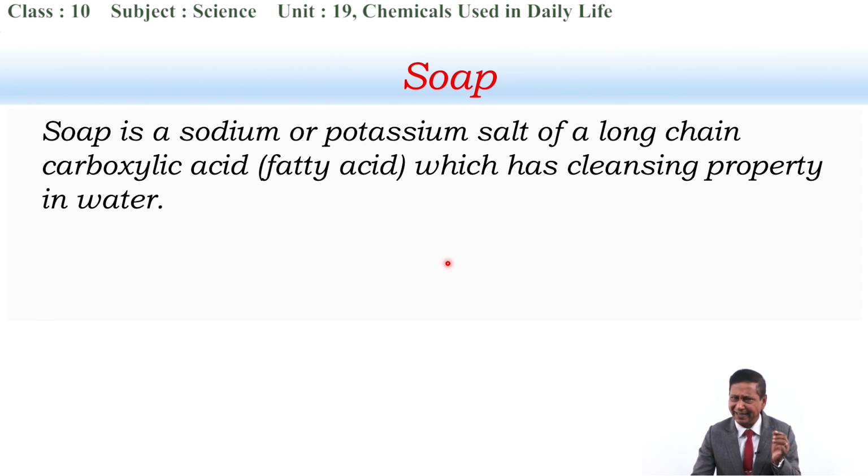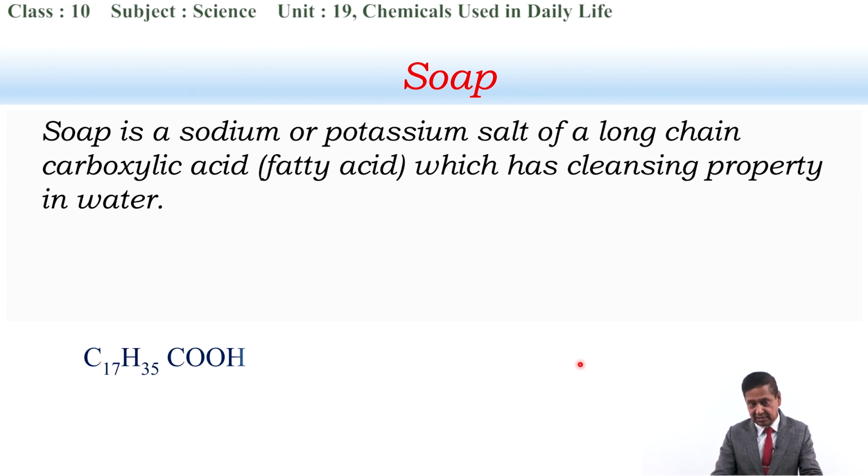But here a little twist is sodium salt, potassium salt of what? Long chain carboxylic acid, long chain fatty acid. What does it mean? What is fatty acid? Fatty acid means fat, or it may be oil. If a substance is in solid form, it is called fat, and if it is heated and melted, the same is called oil.